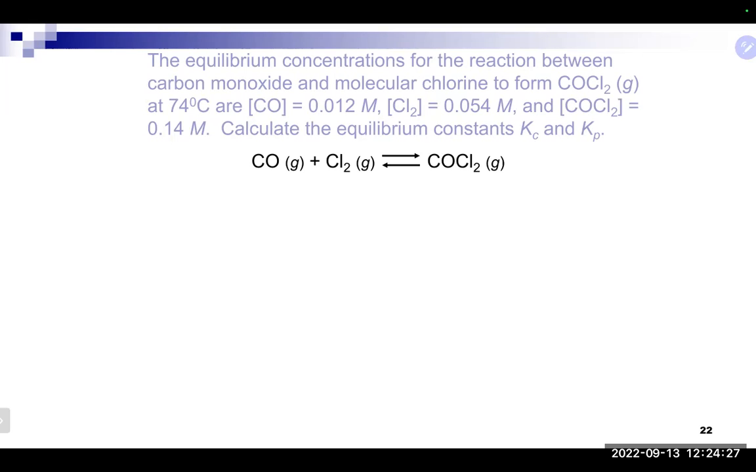Okay, let's take a look and see how you're doing. So in this particular case, we are given the equilibrium concentrations of everybody that's there. We do want to find Kc and Kp. It would make sense to find which one first in this case.